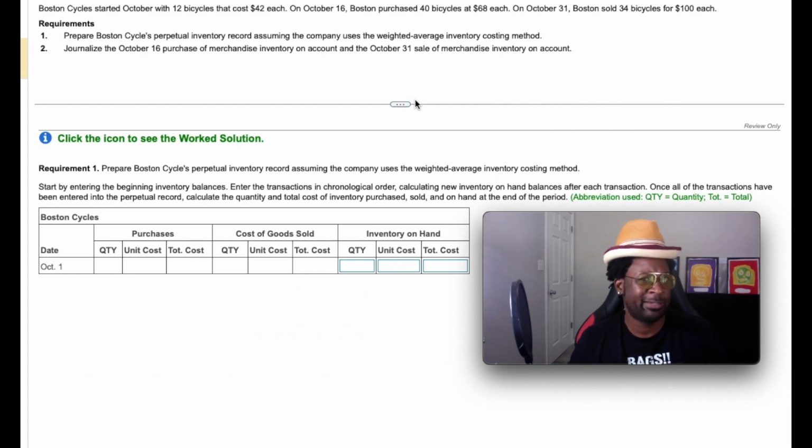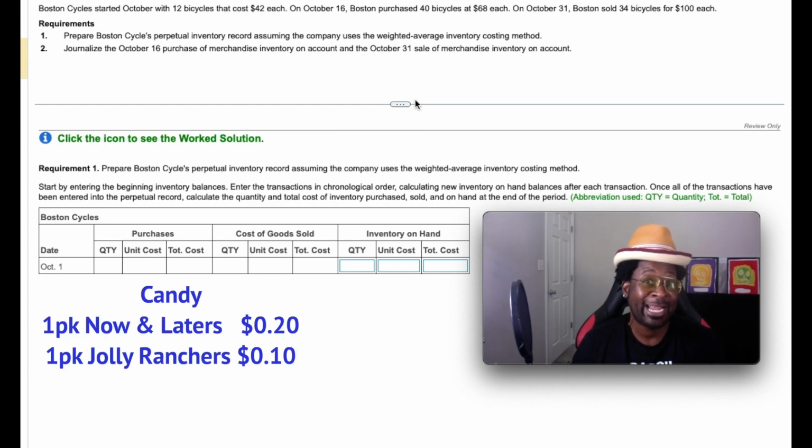But let me share an example to kind of clear things up. Let's say you go to the store and you purchase some candy. You bought a pack of Annihilators for 20 cents. You bought a pack of Jolly Ranchers for 10 cents. What's the average cost of those 2 packs of candy? Obviously, we know this game. We've been buying candy since we were like 4 years old, right? 15 cents.